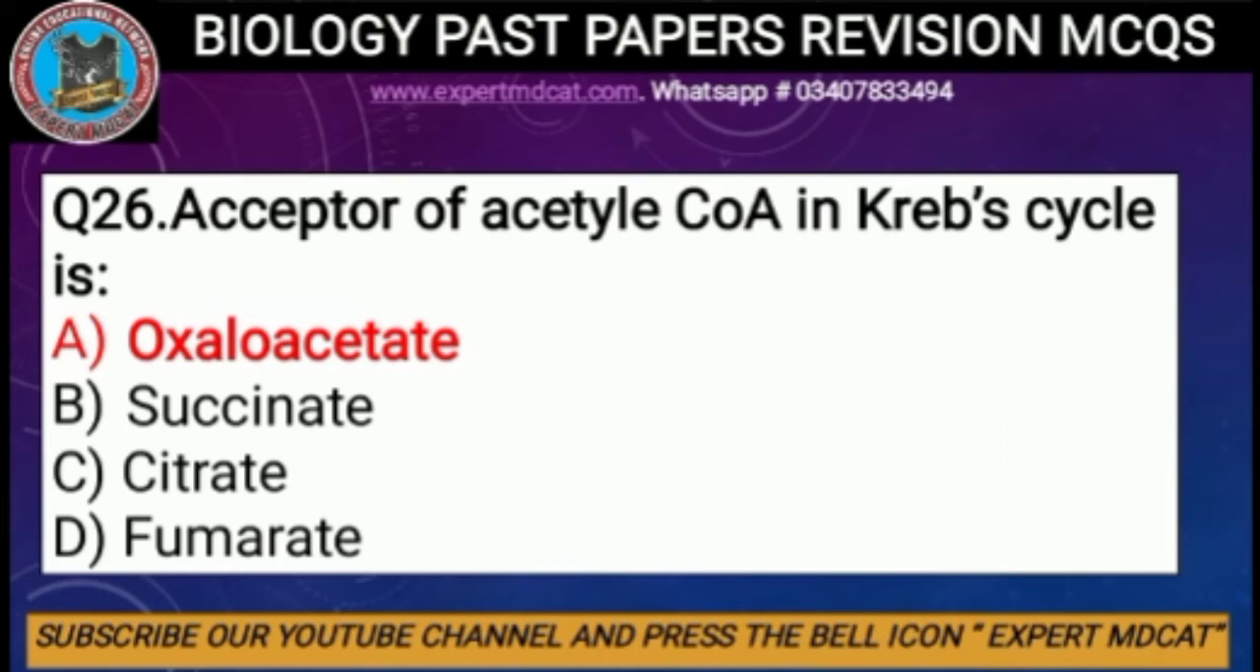Here the correct option is A, that is oxaloacetate, because the Krebs cycle starts when oxaloacetate, that is 4C, accepts acetyl CoA, that is active acetate, and combines to form citrate, that is a 6C molecule. So the correct option is A, that is oxaloacetate.